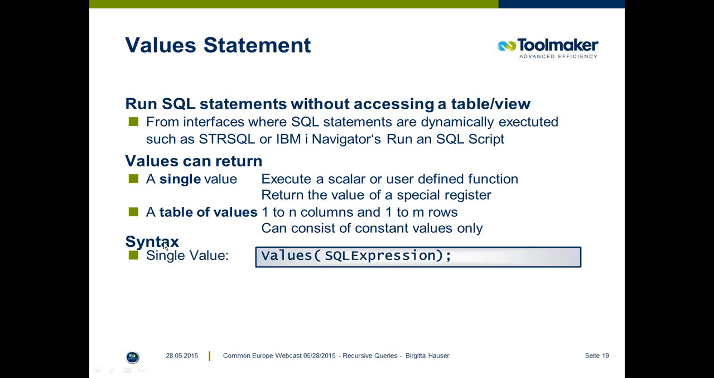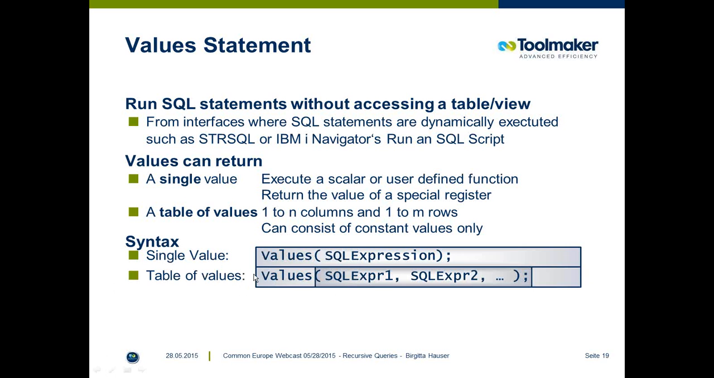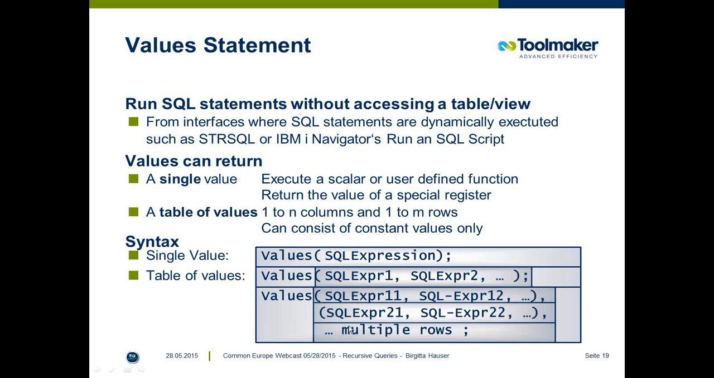So the syntax is very easy. Syntax which returns a single value means values and an SQL expression. And if we return a table, we simply say values, and then we have multiple expressions, separated by commas, and in this way we have generated one row with X elements. And then we can also specify multiple rows. After we close the parenthesis, we code a comma, and then we specify the next row. The elements on the same position need to have compatible data types, but that's it.